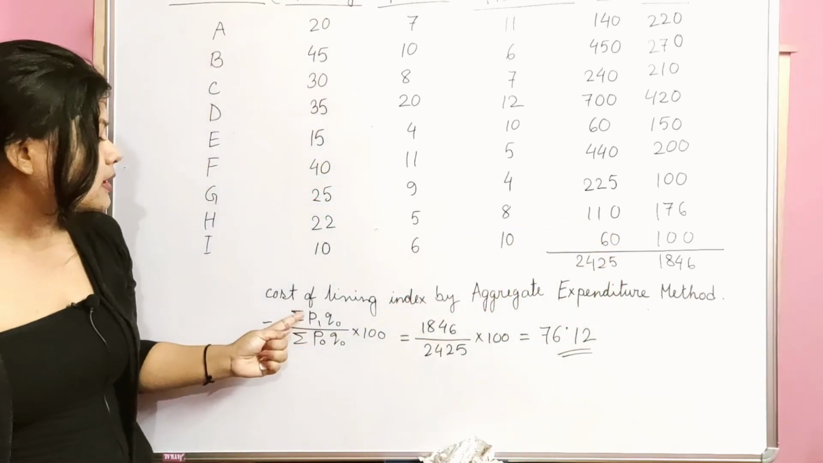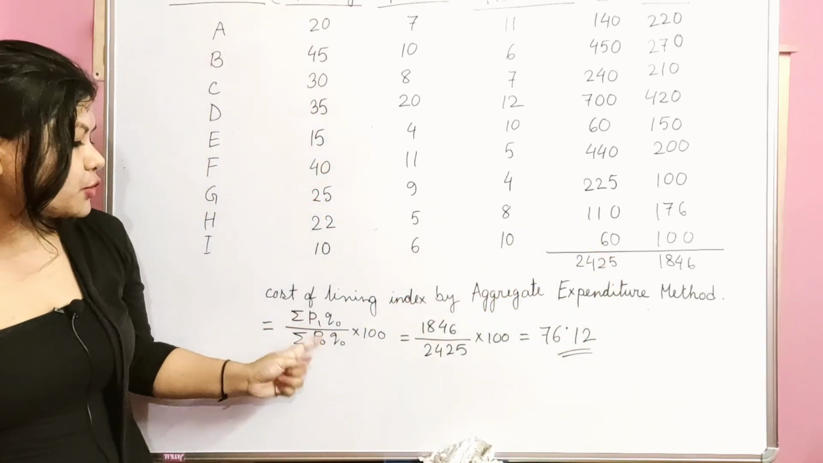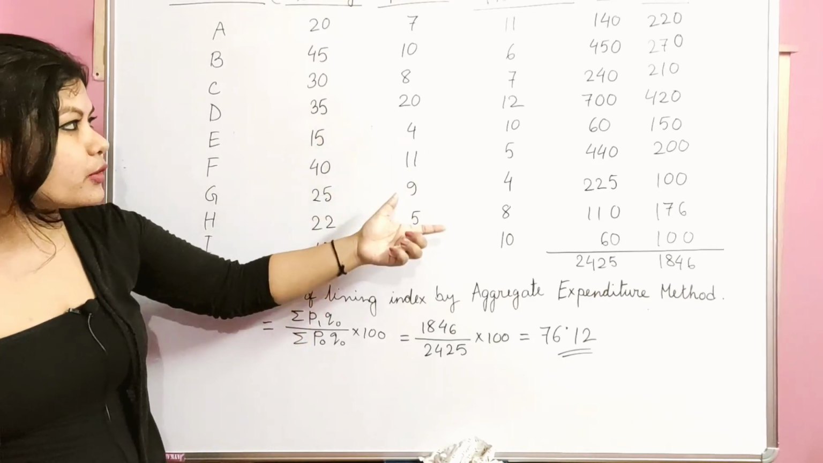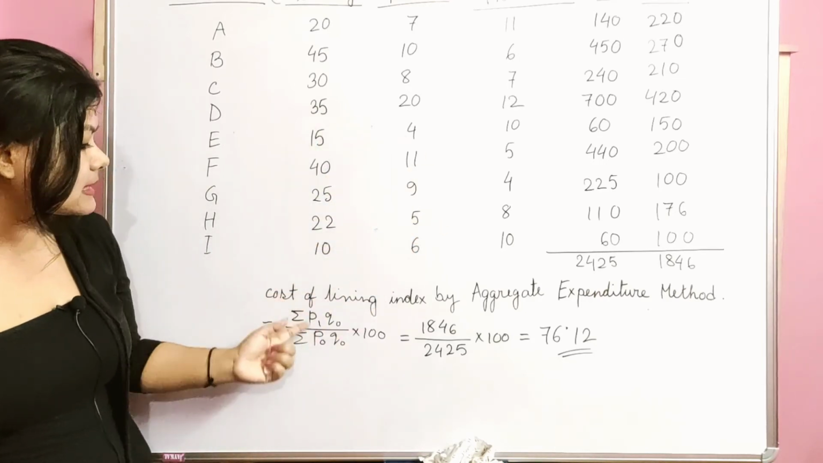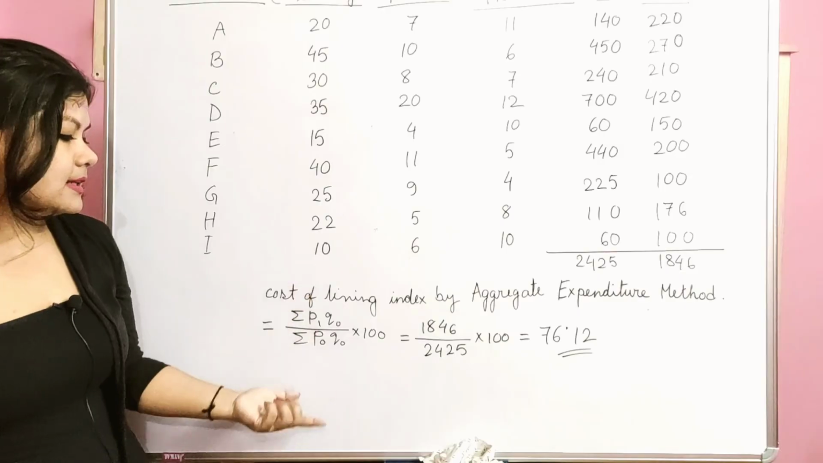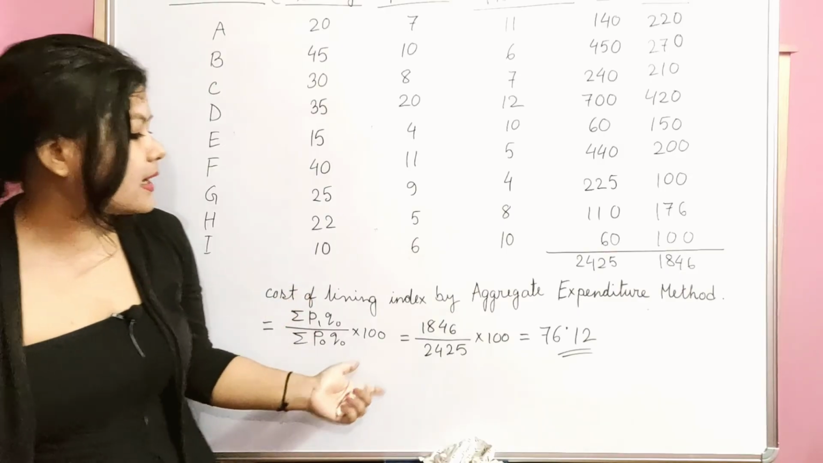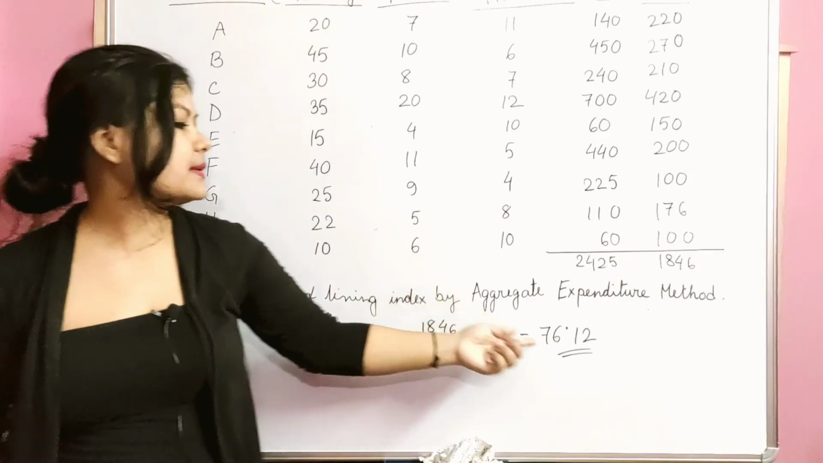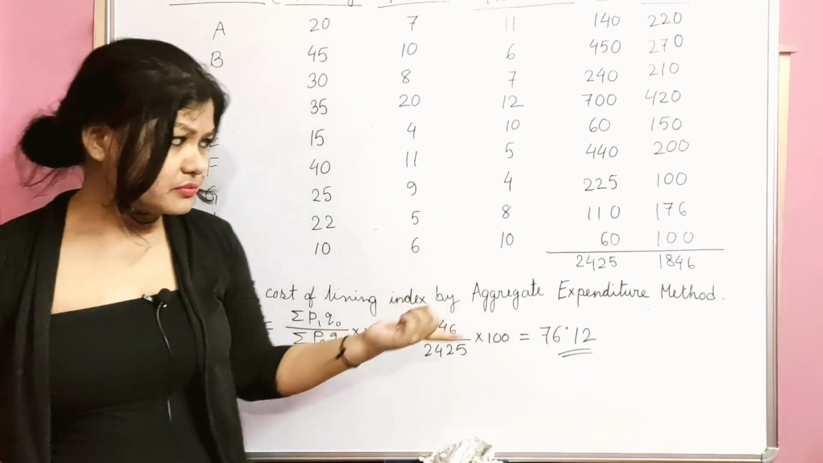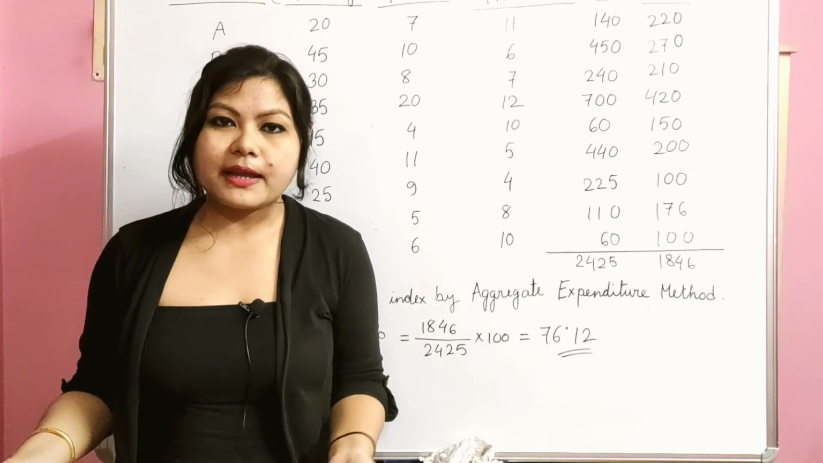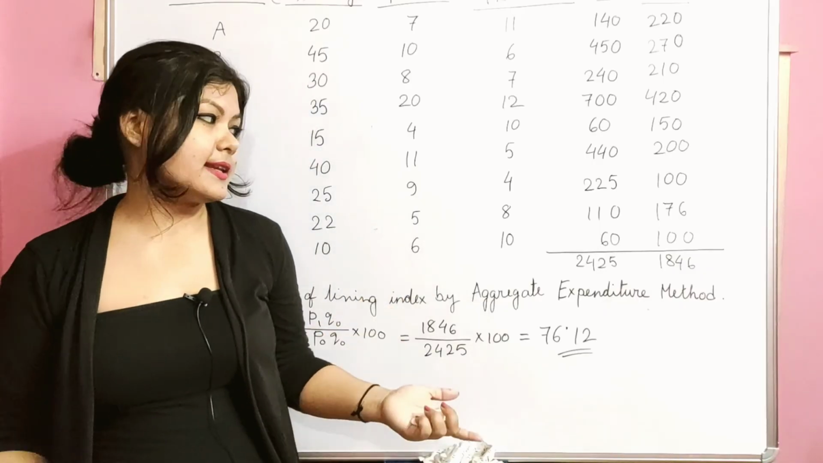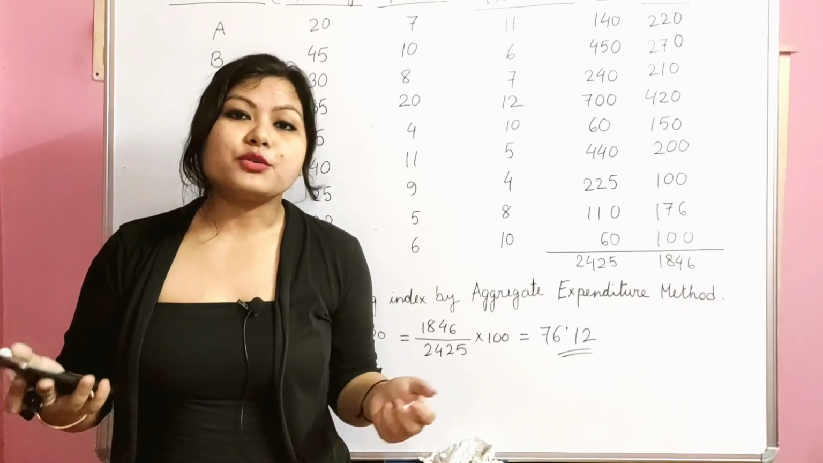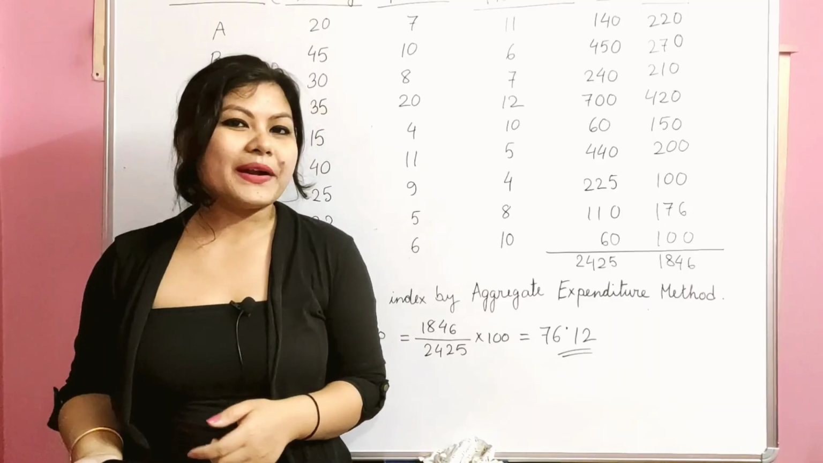So in this way, to find the cost of living index by the aggregate expenditure method, you need to find P1 Q naught and P naught Q naught. After finding all the product values, find the summation value, and by substituting the values in the formula you will get the cost of living index. There are also some different methods to find the cost of living index. We will discuss another formula in our next video.